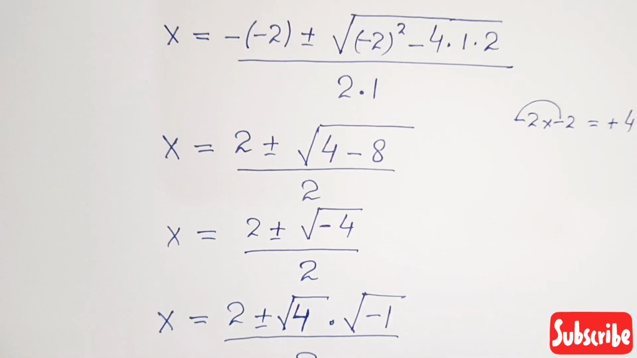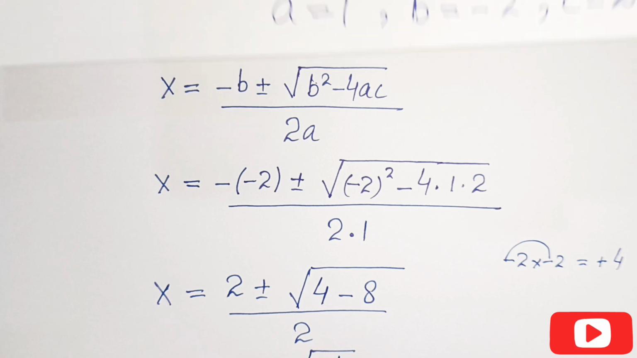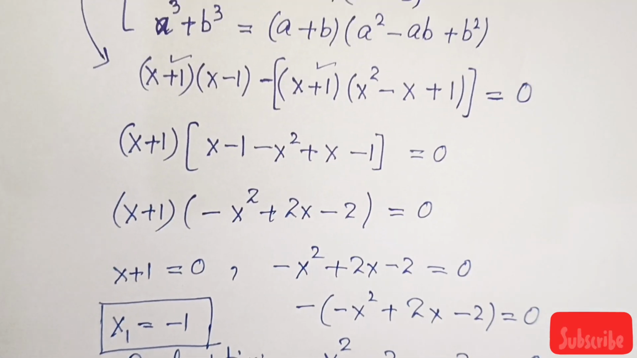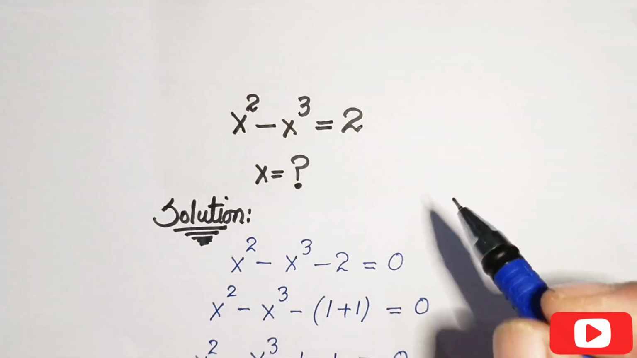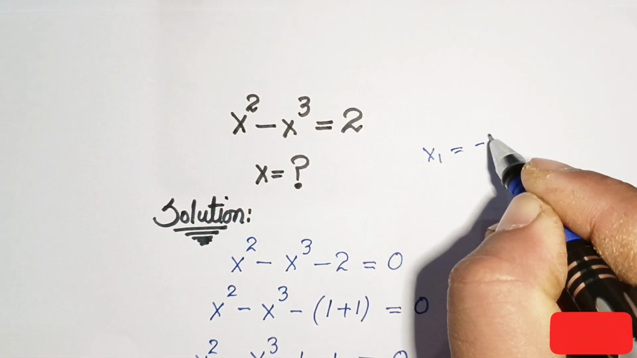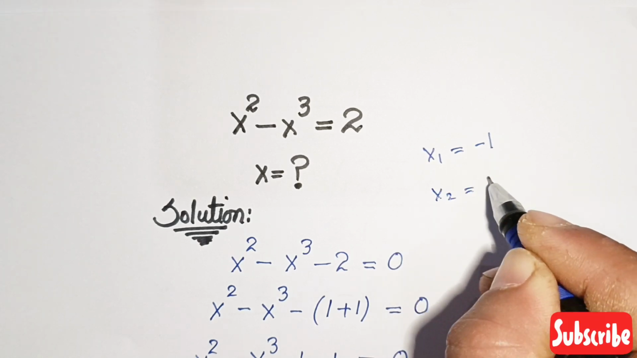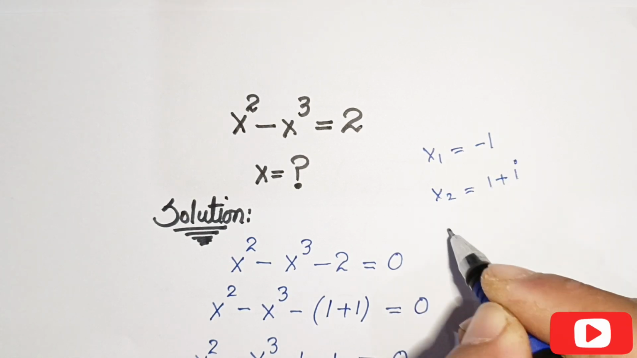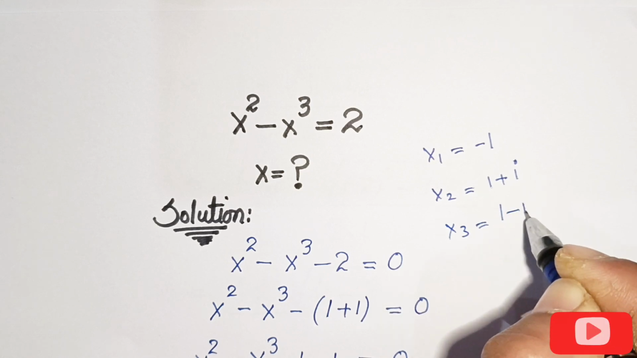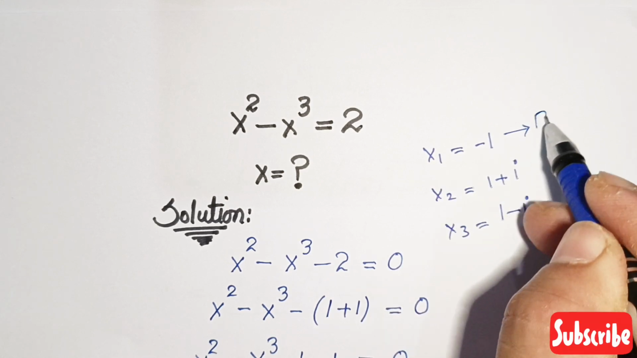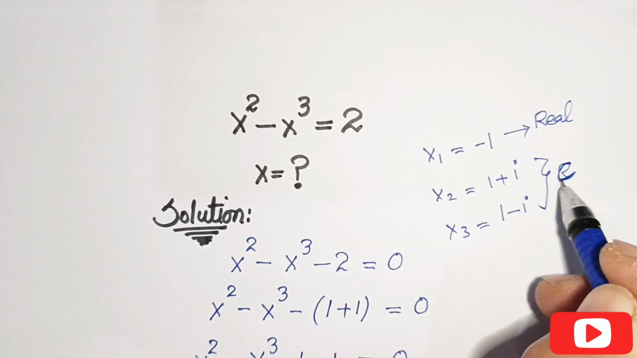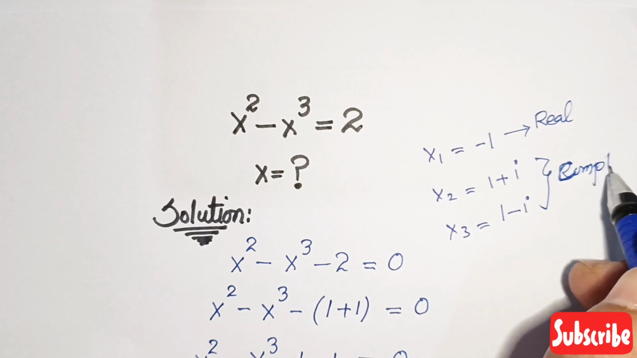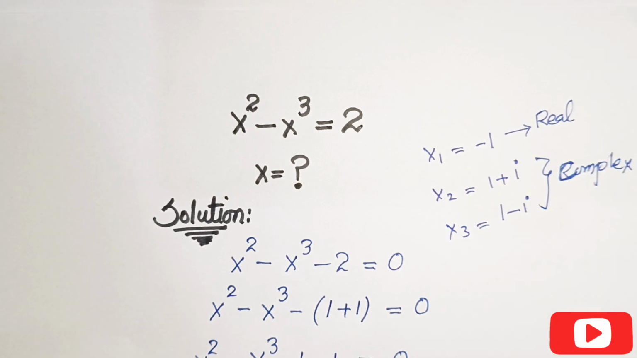Now we are going to check our entire solution step by step. Here we have three values of x: x1 is equal to minus 1, x2 is equal to 1 plus i, and x3 is equal to 1 minus i. So here the first is a real solution, and these are complex solutions. So here we have found the values of x.